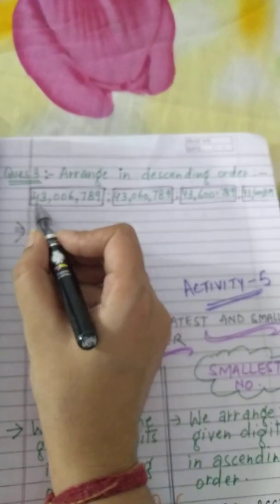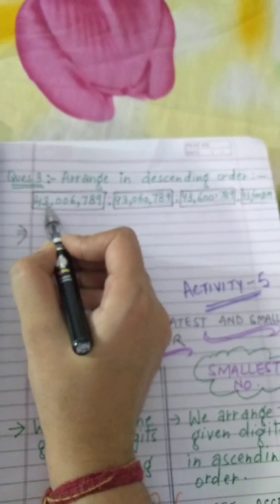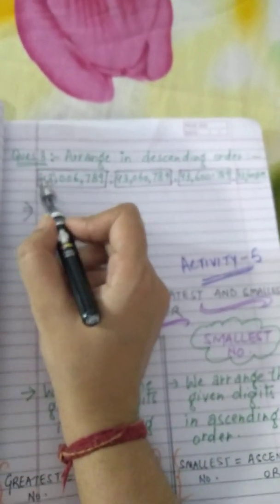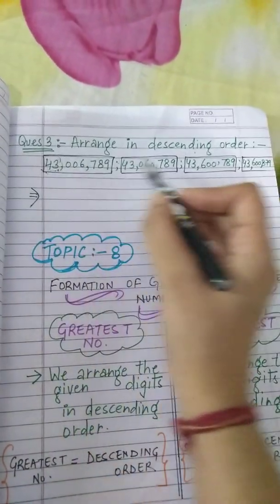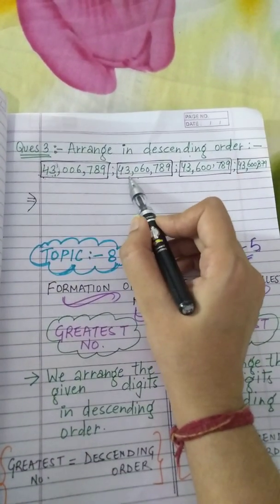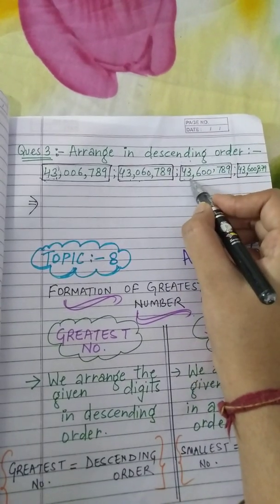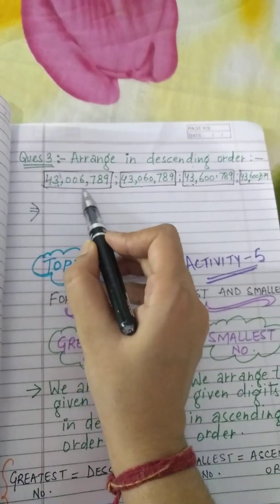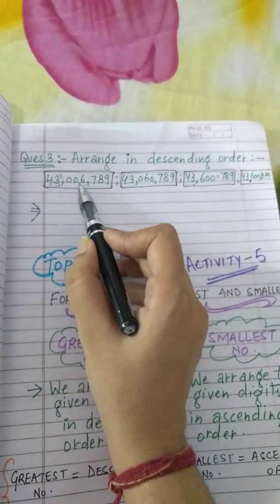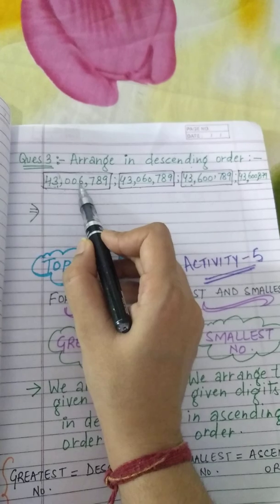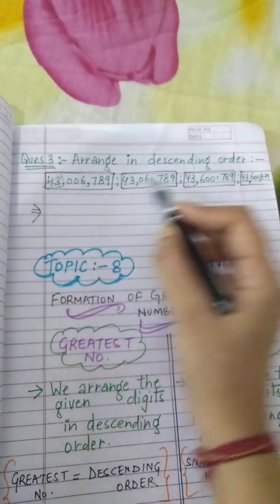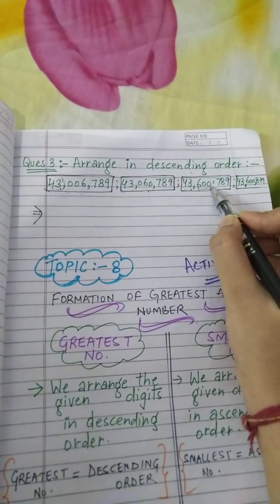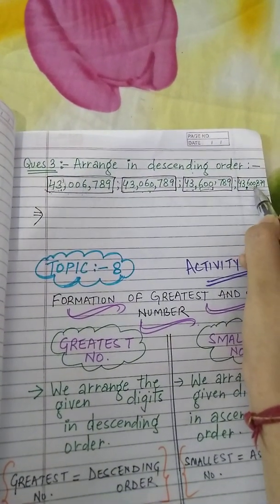So here we can see that the first period is of millions, and here at the millions place there is 43. In this number there is also 43, and again here 43 million. Now moving on to the next period, that is of thousands. Here at the thousands period there is 6. In this number there is 60. In this number there is 600, and here also 600.